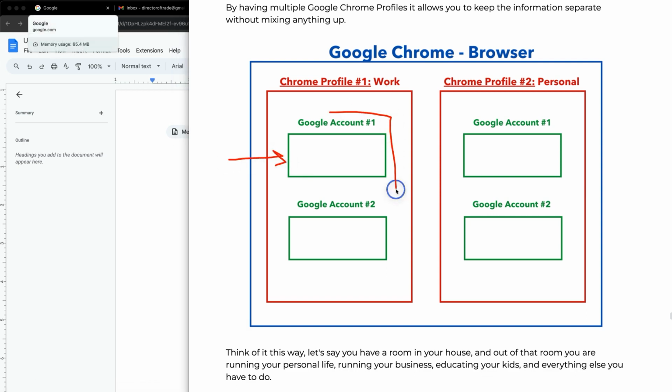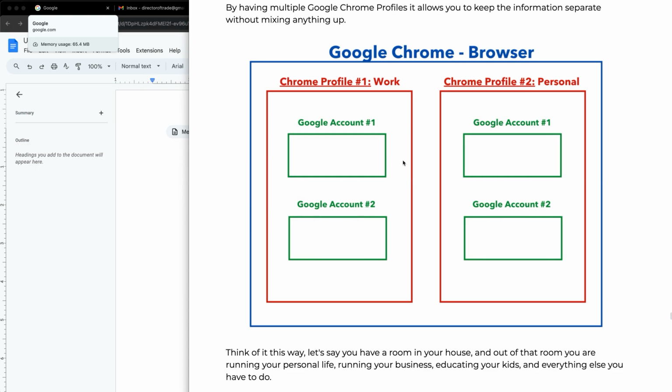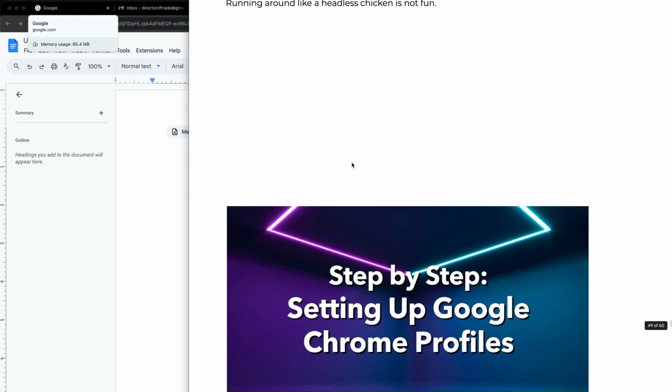Let's say, for example, your work one, right? Do not have a second one here. And then you have your personal, and you're not going to have a second one here. This is going to be your work one, so your business email. And then this is going to be your personal email. That way it's nice and separate, nice and organized. Now, with that being said, let's walk you through the exact step-by-step on how to actually create a Google Chrome profile.